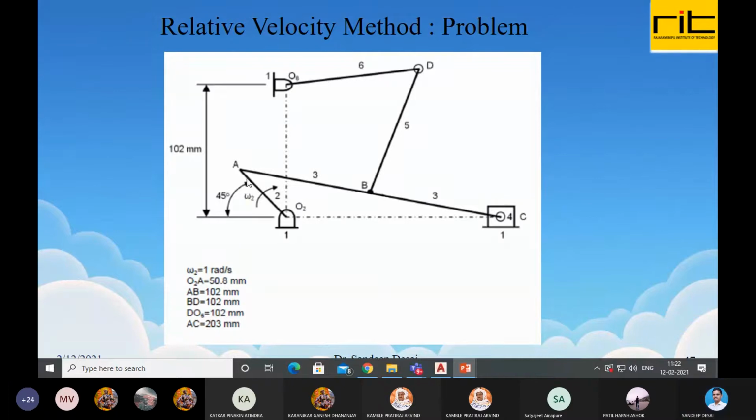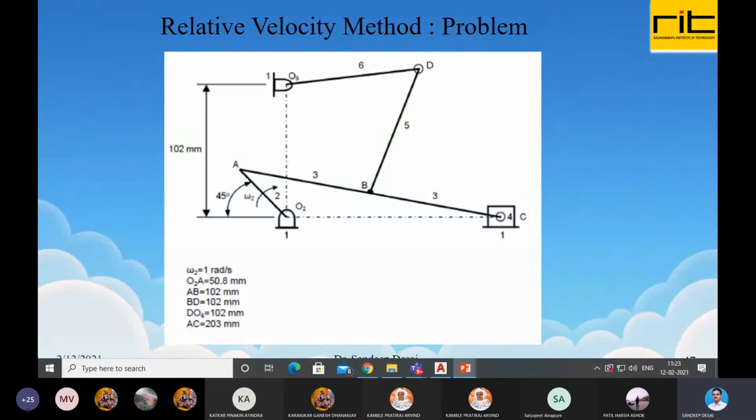You can say link number 1, but that is fixed. So for counting you can consider this fixed link, but for calculation of velocity it will not be considered. So how many links are there? 1, 2, 3, this slider 4, 5, 6. There are 6 links. Out of 6 links, 1 is fixed and the remaining 5 are moving.